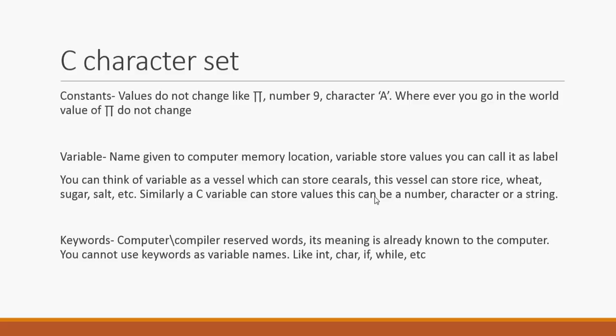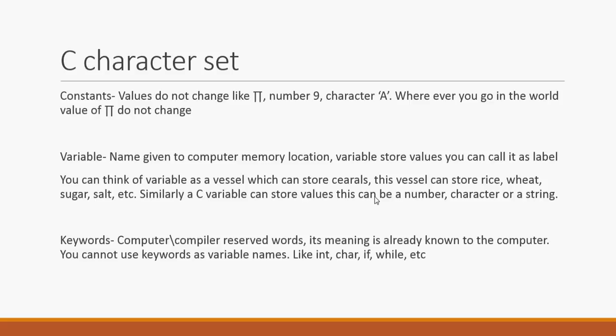Let's discuss about variables. Variables are the name given to memory location. You can call it as label. Okay, they can save values or data. You can think variables as a vessel which can store cereals. Now this vessel can store rice, wheat, pulses, sugar, salt, etc. Whatever you put in it, it will save. Okay, similarly C variables can save or store data. Now this data can be number, character, or a string. String is one or more characters.